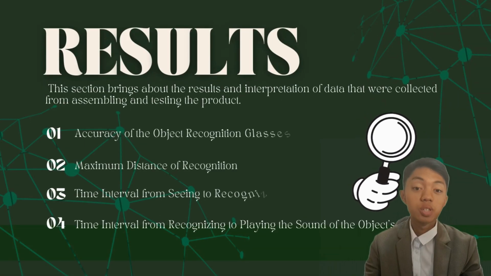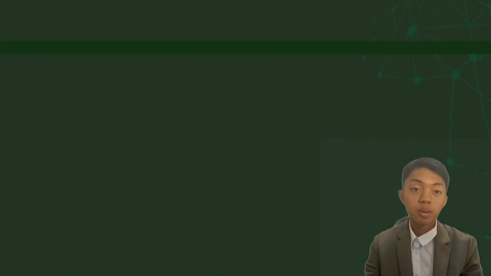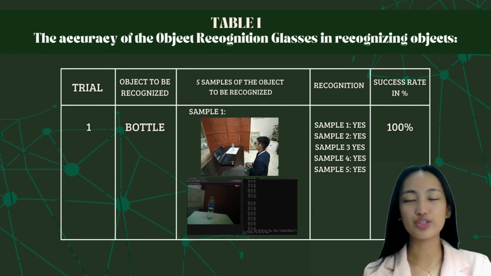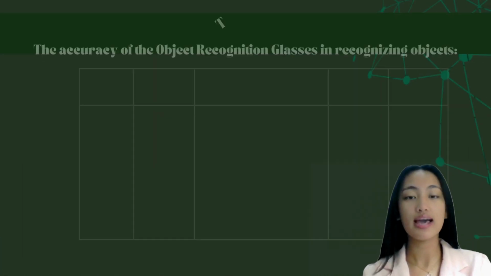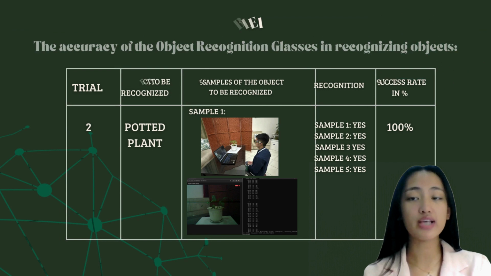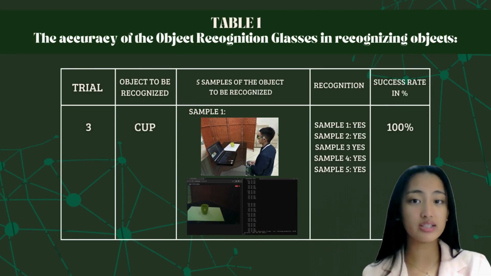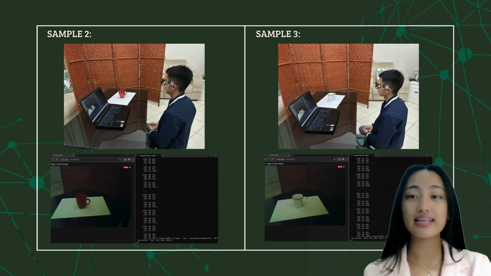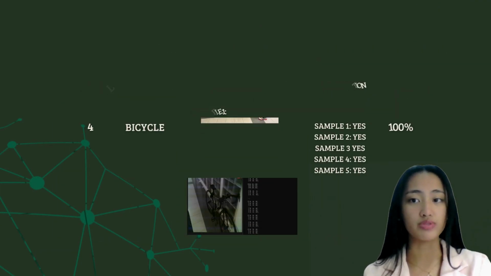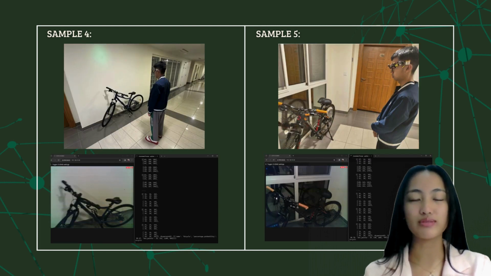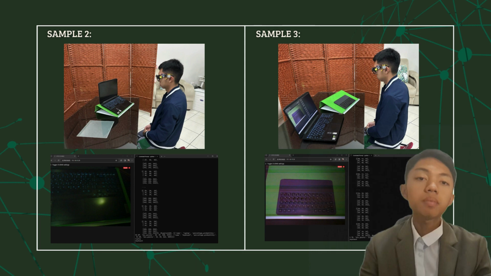This part contains the results and interpretation of data gathered by the researchers during the testing of the product. To get started, Table 1 shows the accuracy of the object recognition glasses in identifying different objects. Each trial comprises 5 sample objects in various steps and colors: bottles, potted plants, cups, bicycles, and keyboards. The object recognition glasses accurately perceive all the sample objects, which resulted in all of the samples being marked as yes, and a high percentage of success rate.